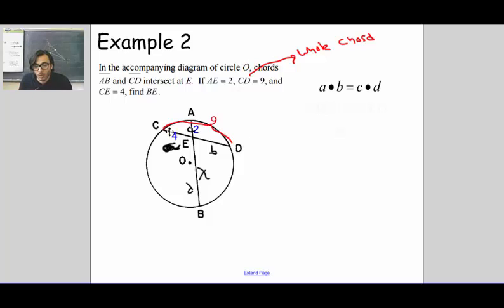So we know the whole thing is 9. We know this part is 4. So what must the other piece be? Well, it has to be 5, because 5 plus 4 gives you 9.